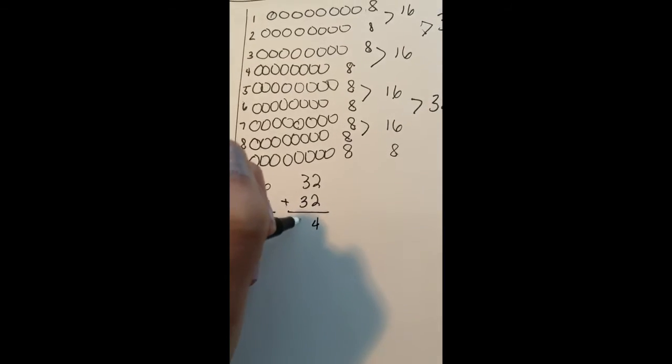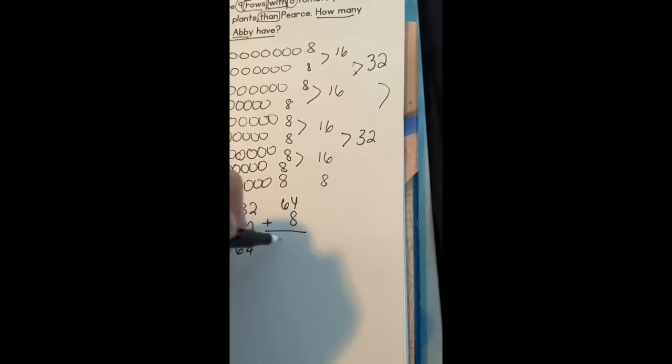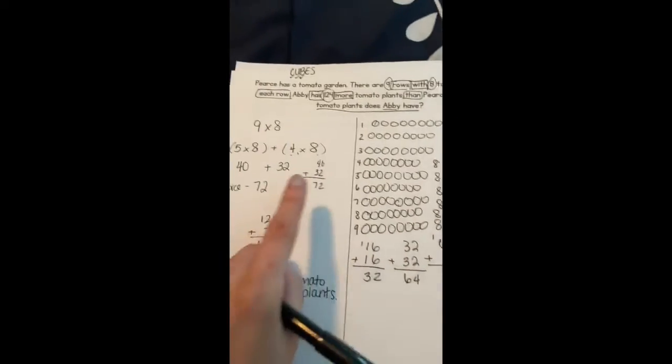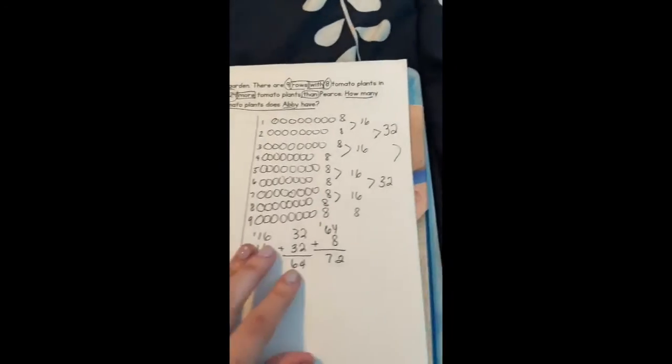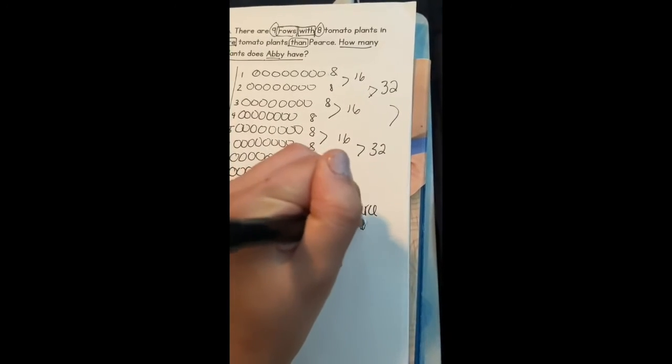And that's going to give me 64. And then I just have to add that last 8 there. So 64 plus 8, and that's going to give me 72. So I still get 72 as my answer for how much Pierce has. So now I still know that Pierce has 72.